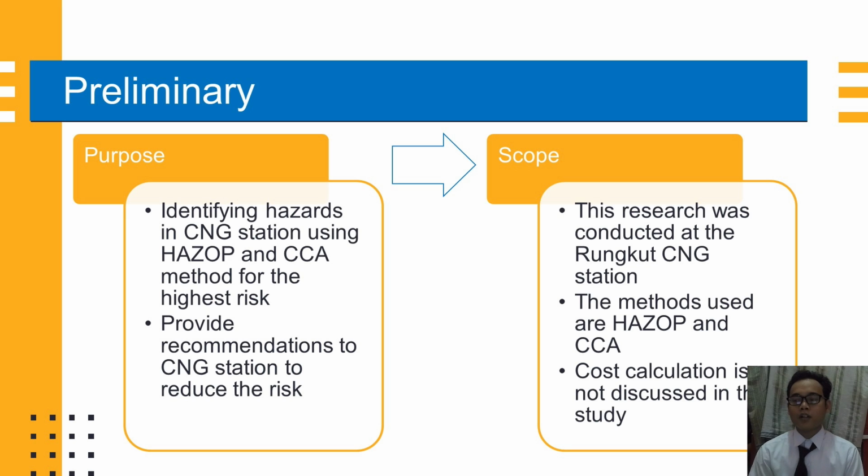From the formulation of the problem, it's known that the purpose of this research is identifying hazards in a CNG station using hazard operability and cost consequence analysis method for the high risk, and providing recommendations to the CNG station to reduce the risk. The scope of this research was conducted at the Krungkut CNG station. The methods used are HAZOP and CCA. Cost calculation is not discussed in this study.